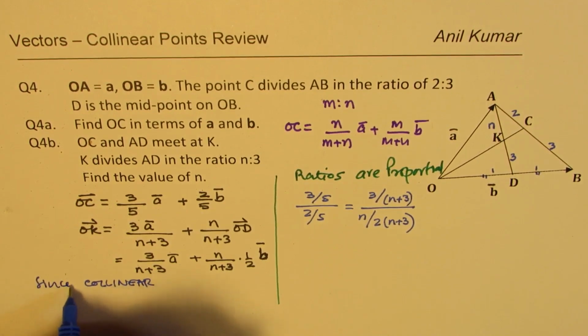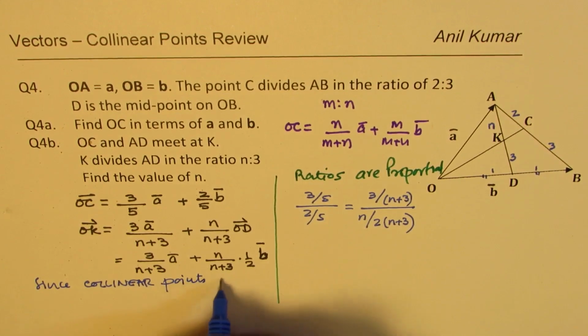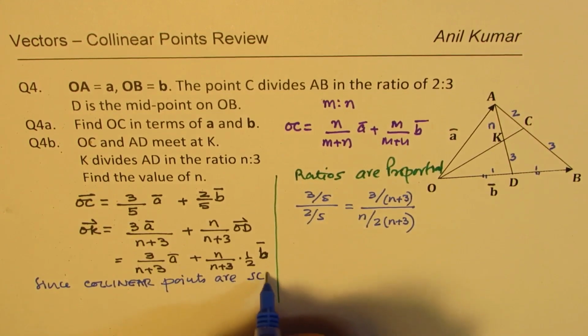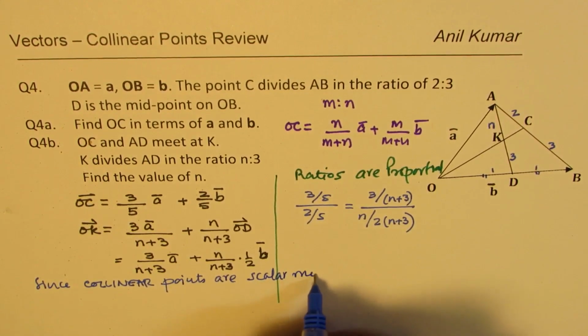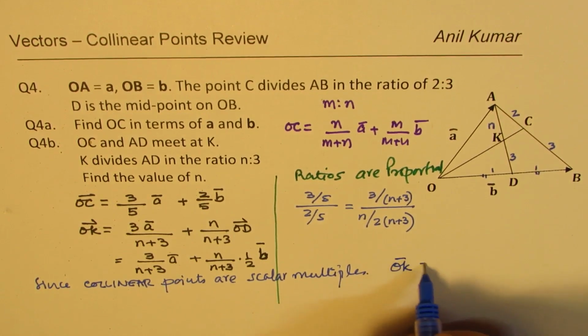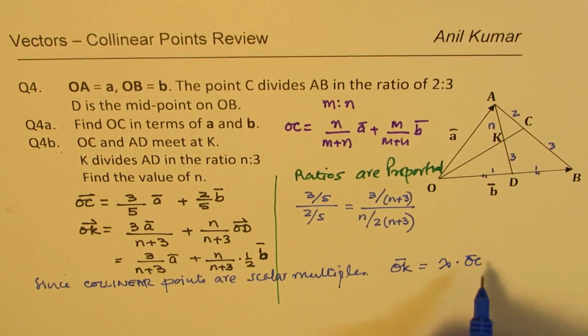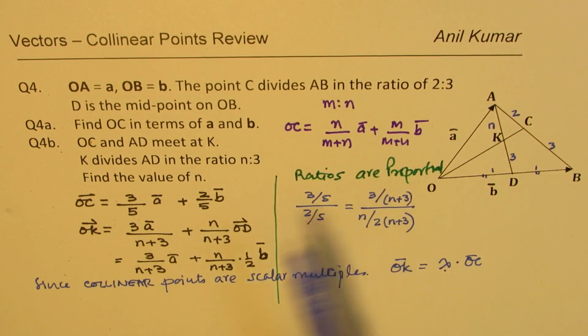Since collinear points are scalar multiples, that really means that O to K is some lambda times O to C. So their ratio is the same. That is what we're trying to say. Does it make sense to you? Okay, so let's simplify this and figure out the answer.